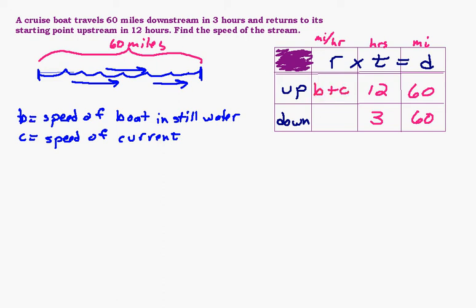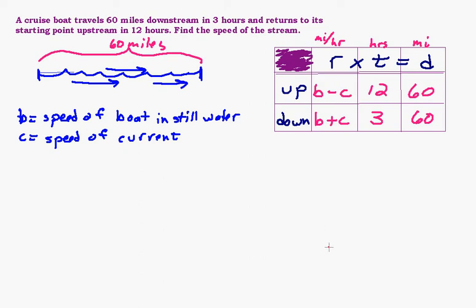Oh, I wrote that in the wrong spot. Let's get rid of that. I was talking about downstream, wasn't I? Downstream, B plus C. Now when we're going upstream, we have the opposite situation. We might be going along B miles per hour, but then the current is pushing against us, which makes us slow down. So upstream is B minus C.